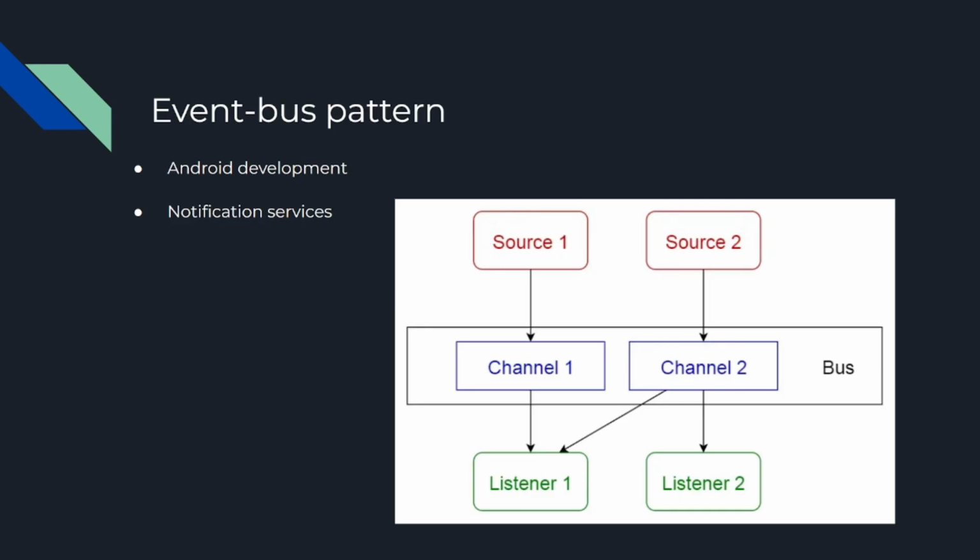So number 7 is event bus pattern. This pattern primarily deals with events and has 4 major components: event source, event listener, channel, and event bus. Sources publish messages to a particular channel on an event bus. Listeners subscribe to particular channels. Listeners are notified of messages that are published to a channel to which they have subscribed before. So usages are Android development and notification services.